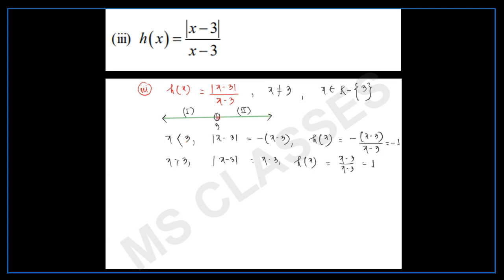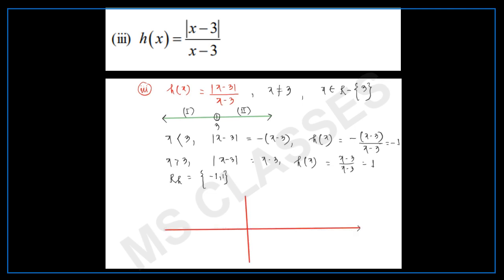Now, we have taken the whole real line into consideration. Because 3 is not possible, we left it out. When greater than 3, we get the output as 1. When less than 3, output is minus 1. So basically here we have two outputs, minus 1 and 1. That is the range of h of x. So we can say that the range of h of x is the set containing two points, minus 1 and 1.